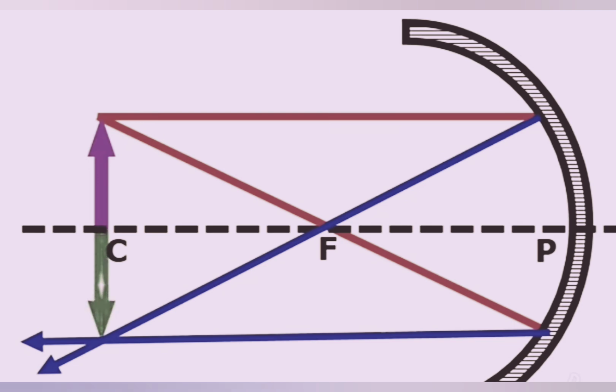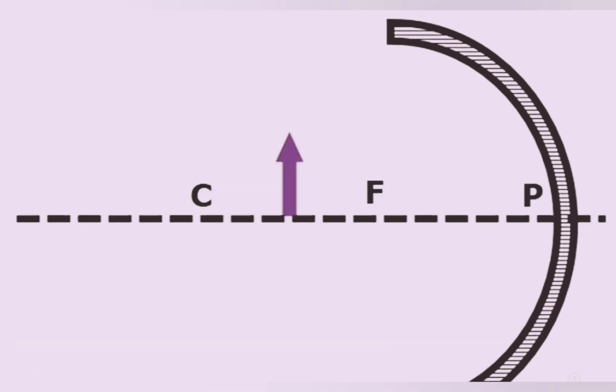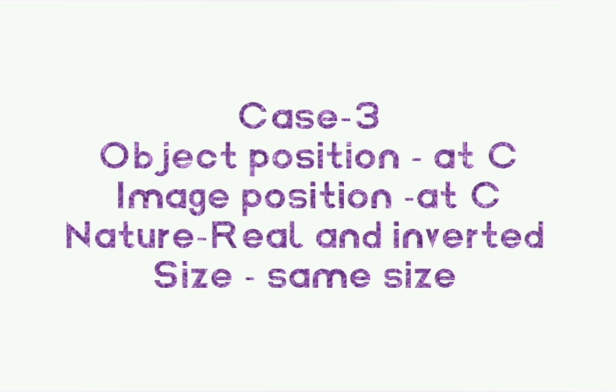Now tell me, the image is formed on the left side of the mirror. Then what kind of image is it? It is real and inverted. Observe the size of the image. Compared to the size of the object, the size of the image is similar. That means the same size of image will form at the center of curvature. So this is our third case ray diagram. Let us move on to the next case.